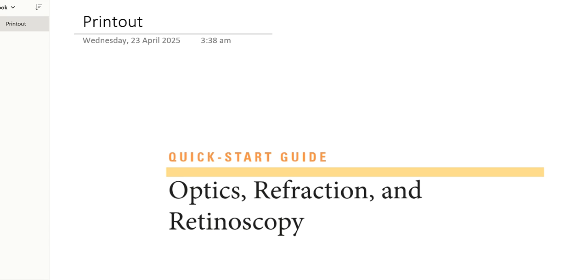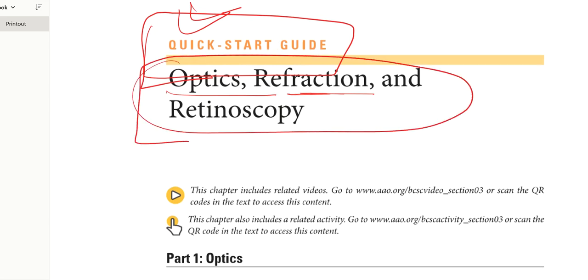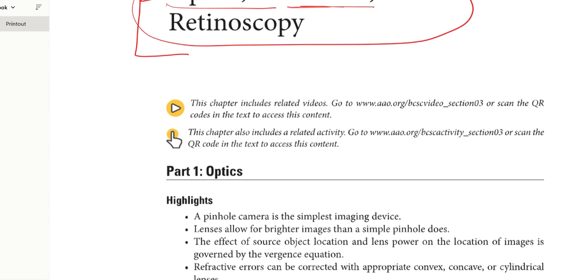Today we are going to discuss our quick start guide unit. This is the first ever unit from the American Academy of Optics. This is a very lengthy and boring unit. You don't have to read the whole unit, just read the points I am telling you, because it will be very lengthy if you read the whole unit.